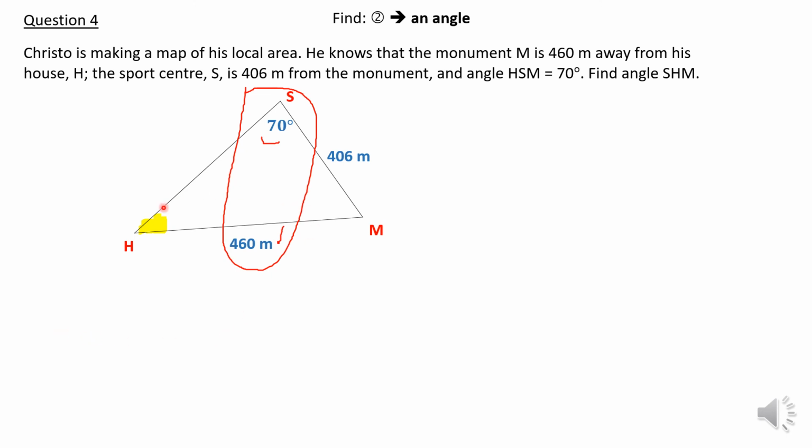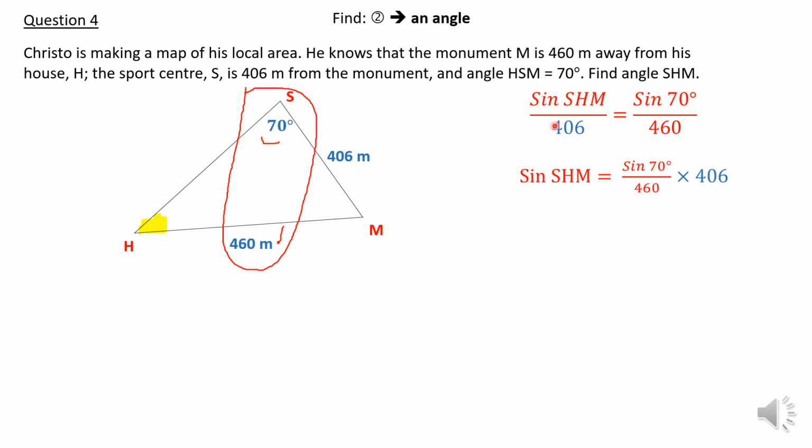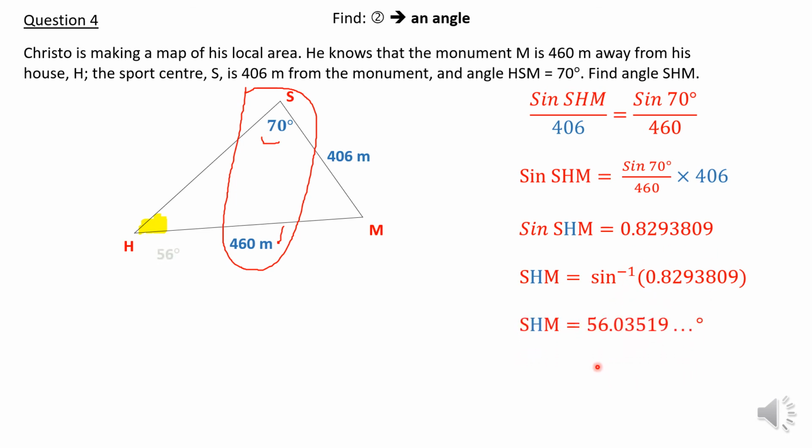Remember I'm looking for an angle, so the sine comes on top: sine of SHM over the distance that is opposite that angle, equal to sine of 70 over 460. The first thing you do is get rid of the 406 by multiplying throughout by 406. Then you get a value here. This is the ratio. To find the angle, you press the inverse button on your calculator, find the inverse sine of that ratio, and you get 56 degrees here. Okay, so our answer is 56 degrees.